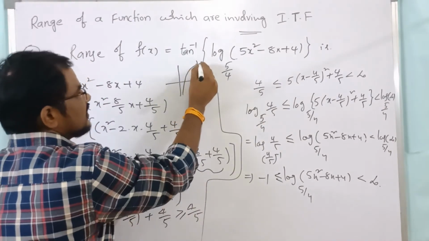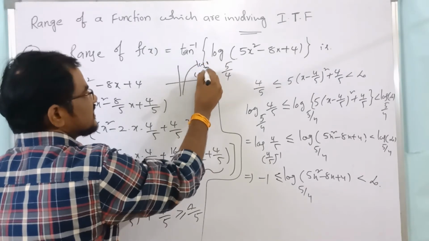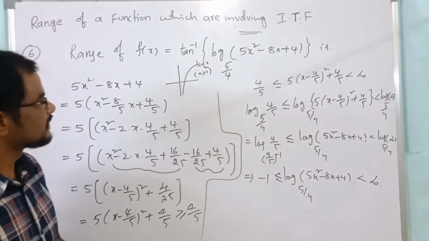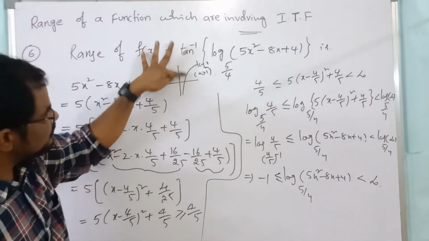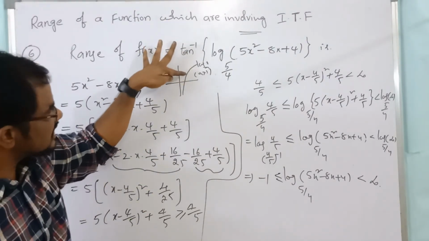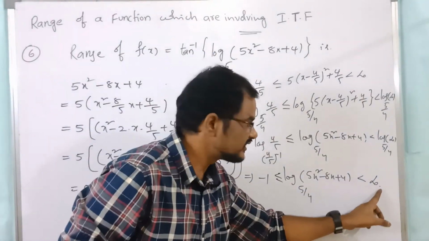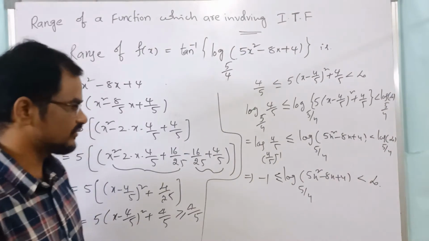This is the graph of log x to the base a when a is greater than 1. Whenever x approaches infinity, this y value, the log of x to the base a, approaches plus infinity. So that's why it is infinity. Here 5 by 4 is greater than 1.